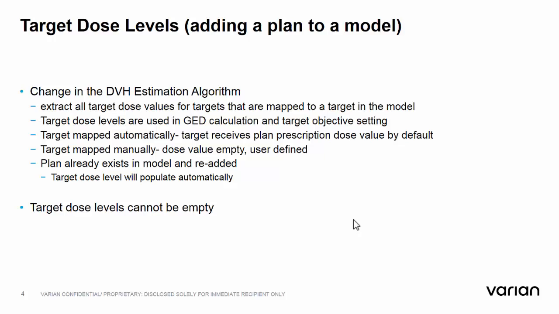If the plan target cannot be automatically mapped to a model target, but is manually mapped in the dialog, then the initial value for the target dose is empty. The target dose is shown only for structures that are mapped to a target in the model. All target dose values need to have valid values for the plan to be added to the model. If the plan already exists in the model and the plan is being added again, the target dose values of structures mapped to a target are retrieved from the model and populated in the dialog.